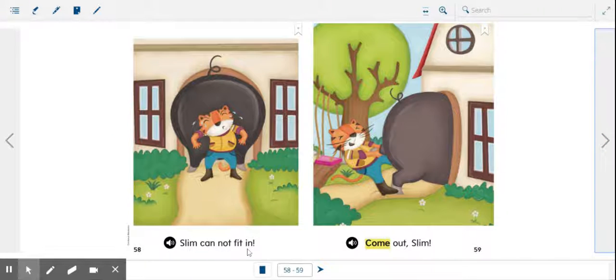Slim cannot fit in. Come out, Slim. So why, in class we talked about why Slim could not fit in. He couldn't fit into the house because he was so big. Yeah, and it's kind of funny that his name is Slim because slim means kind of skinny, means kind of thin. And this pig is not very thin. He's very big. And so there's one of our high frequency words, come.